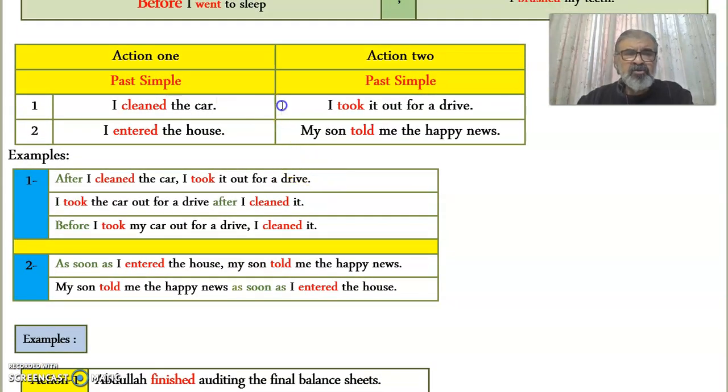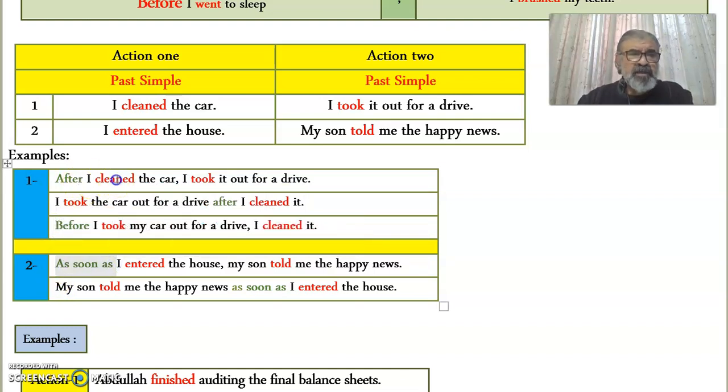I cleaned the car, I took it out for a drive. I entered the house, my son told me the happy news. Again, it depends on which link word you are going to use. Basically, the two important and most common ones are after and before. As soon as is also interesting.